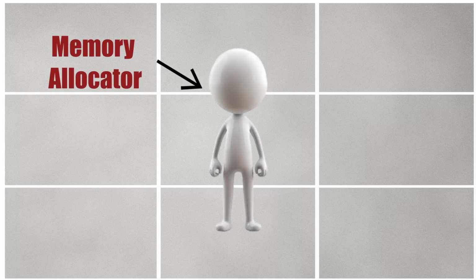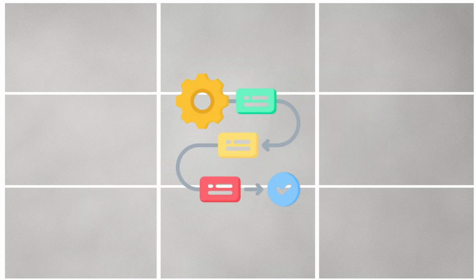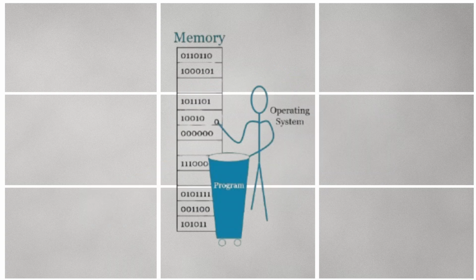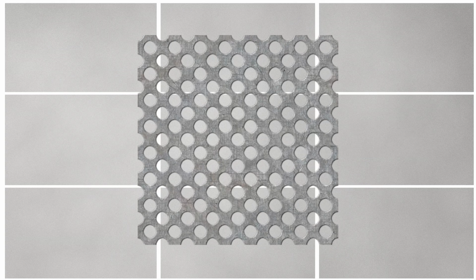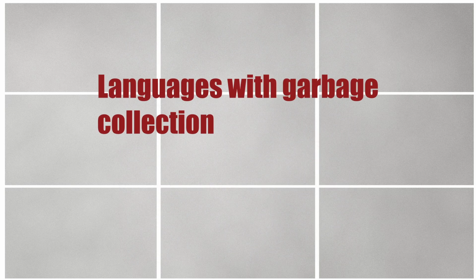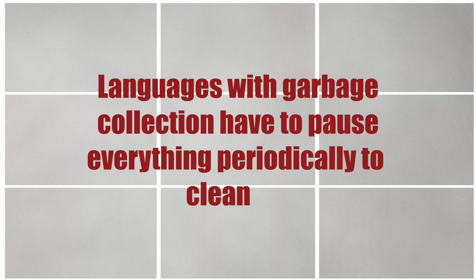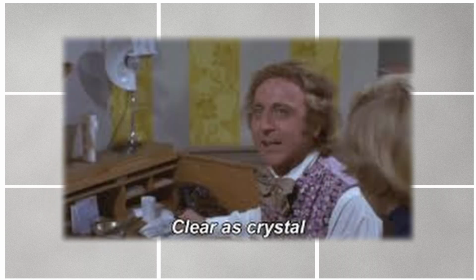Here, the memory allocator has to go searching through fragmented memory to find a free block big enough, hand you a pointer, and mark it as used. This process is slower by nature, and because memory is allocated and freed in random order, you eventually get memory fragmentation, tiny, unusable holes scattered across the heap. On top of that, languages with garbage collection have to pause everything periodically to clean up, creating those annoying latency spikes. So let's make this crystal clear.